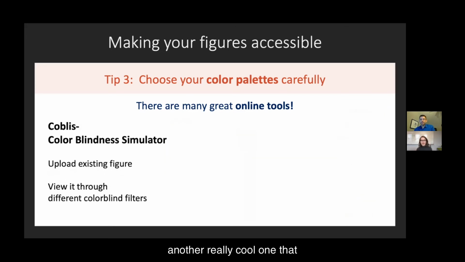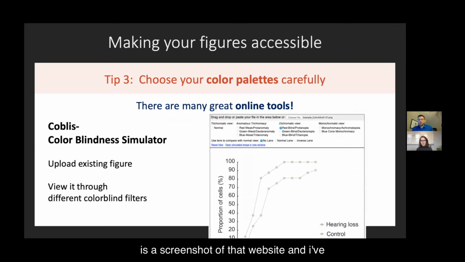Another really cool one that I really encourage you to check out is this website with the color blindness simulator called Coblis. You can upload an existing figure that you have, and you can view it through different colorblind filters. To walk you through this, this is a screenshot of that website, and I've uploaded the previous figure example that I just showed you. This is the one where I used the red and the green. Here you can see that I'm using the red blind color filter, and it's really hard to tell the difference between the two.